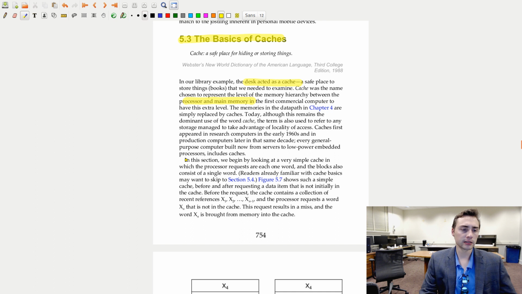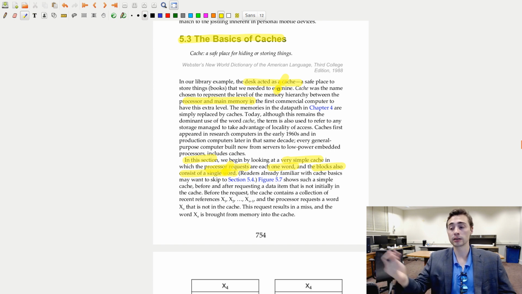In this section, we begin to look at a very simple cache in which the processor requests are each one word, so 4 bytes, 32 bits, and the blocks also consist of a single word. So they're saying that the smallest unit that we can transfer between different levels of the memory hierarchy, between the cache and the processor, is a block, which is a word in this case.